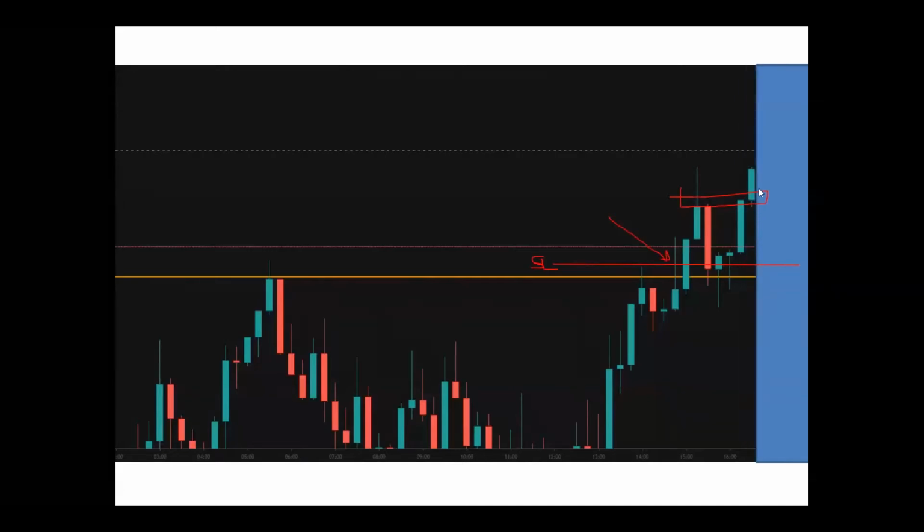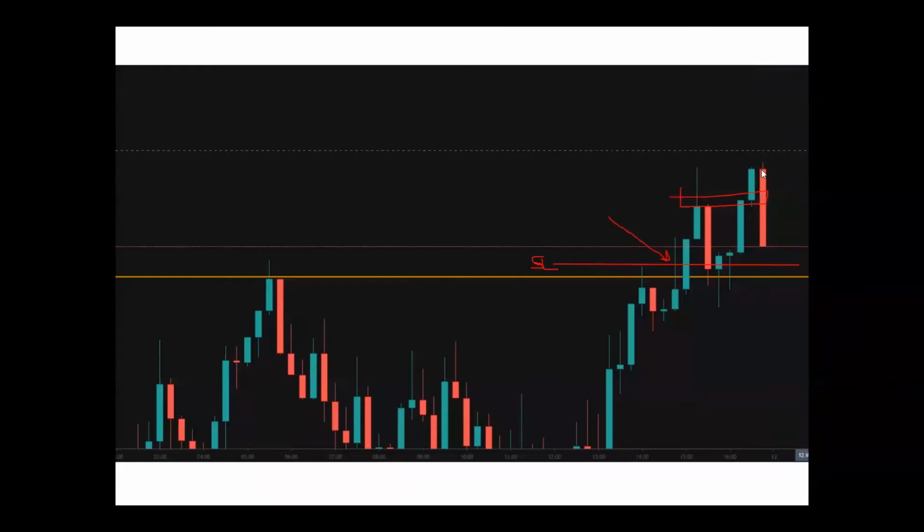See, we have a break up. It's all good. And then look what happened, right? We have a move down. So that's why it's really, really important to secure what you can and let some run with stops at break even. Because this candle, the next candle, could have easily gone up, right? So let's continue, move on.